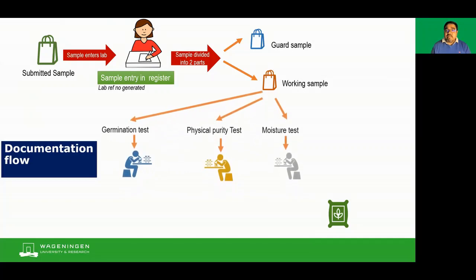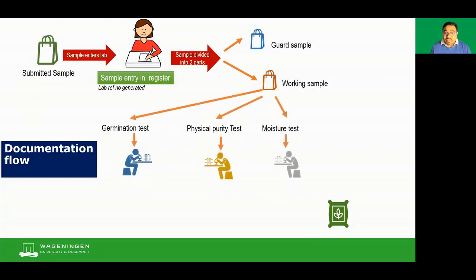Now from the working sample, the seeds will go to the germination test, physical purity test, and moisture test, which I have already explained. The physical purity test happens, and then the pure seed fraction goes for the germination test and moisture test. So this goes to 3 different tables for analysis.